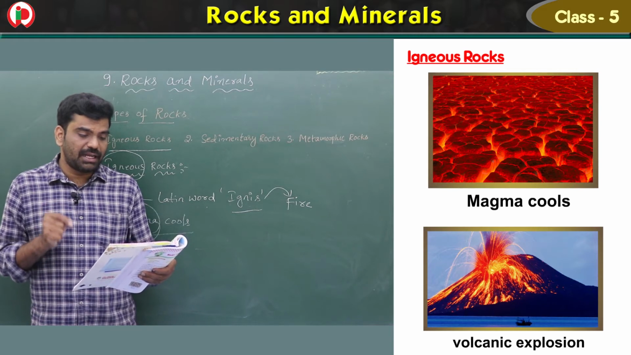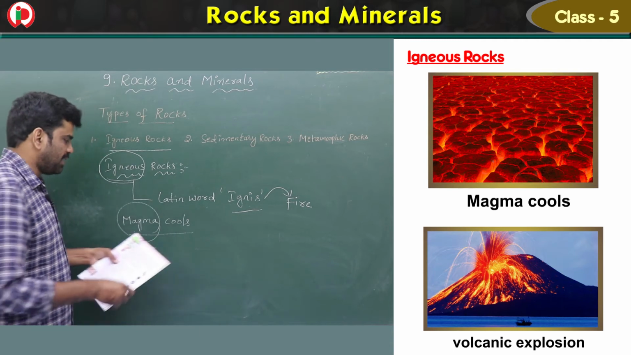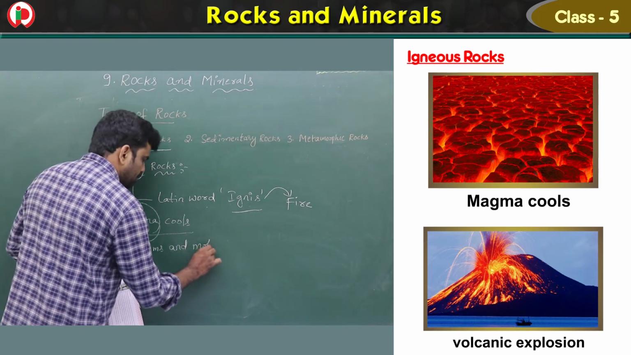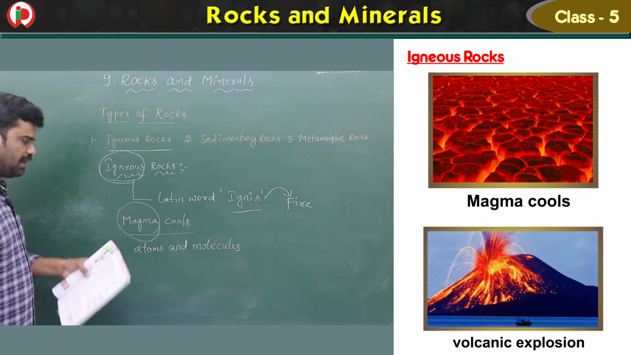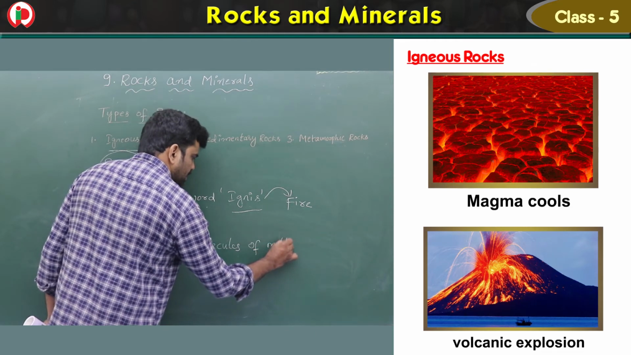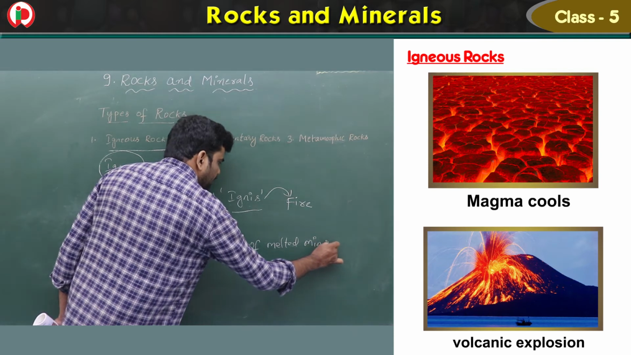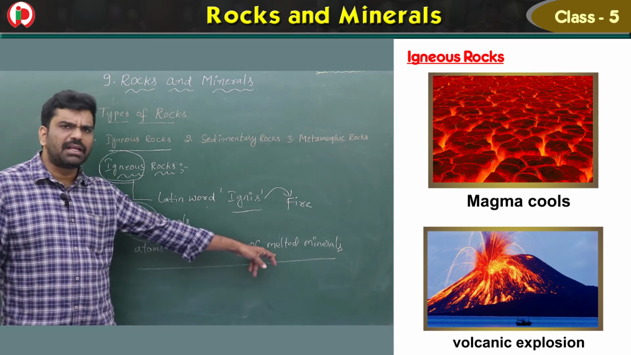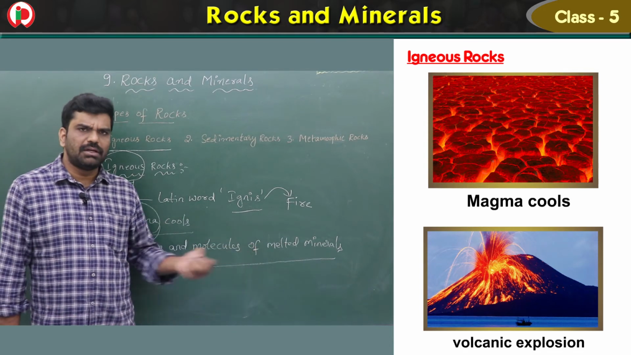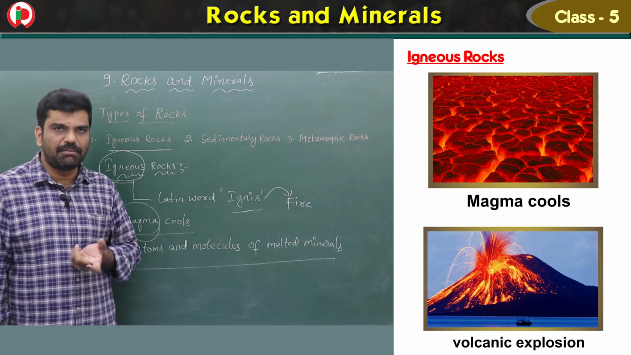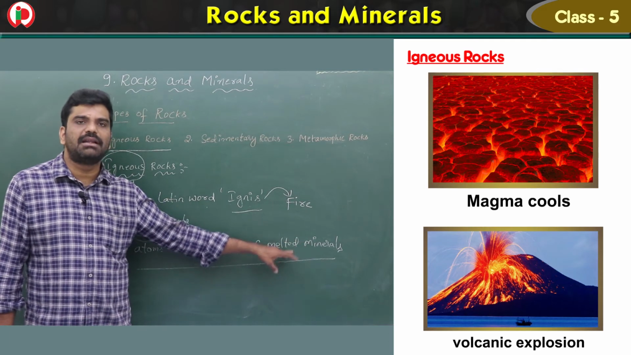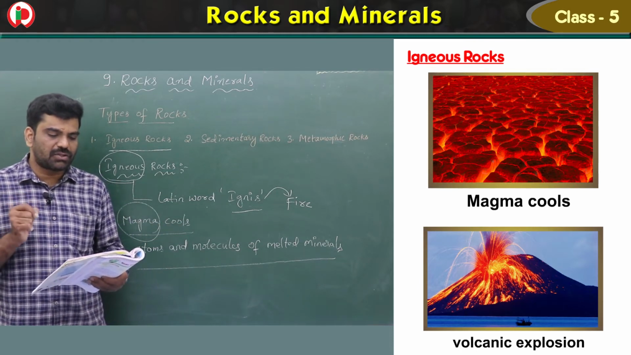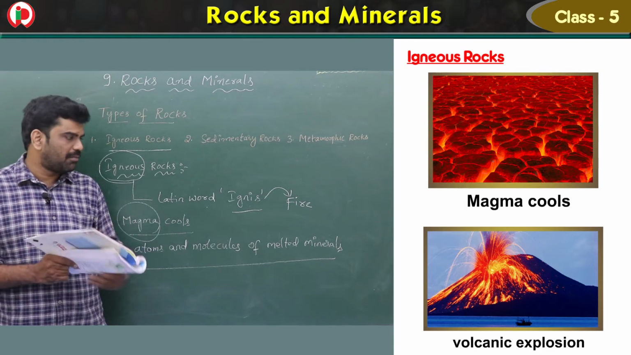The atoms and molecules of melted minerals are what make up magma. You know the meaning of melting. When you try to burn or heat something, some substances will melt. These minerals will melt and the magma will form. Then the magma cools and solidifies.